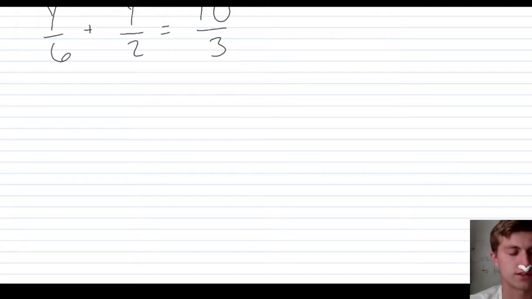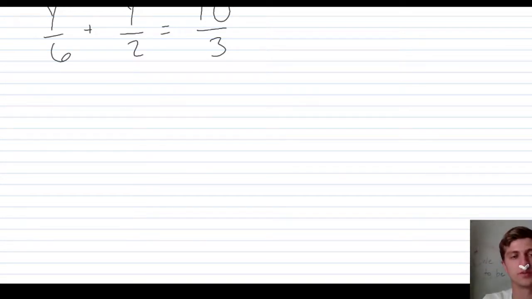So we want to ask the question, what's the least common multiple between 6, 2, and 3? Pause and think about it. And the answer is 6, of course. So since 6 is the least common multiple, we want to multiply 6 by everything. And just like last time, we'll set it up like a distribution problem.